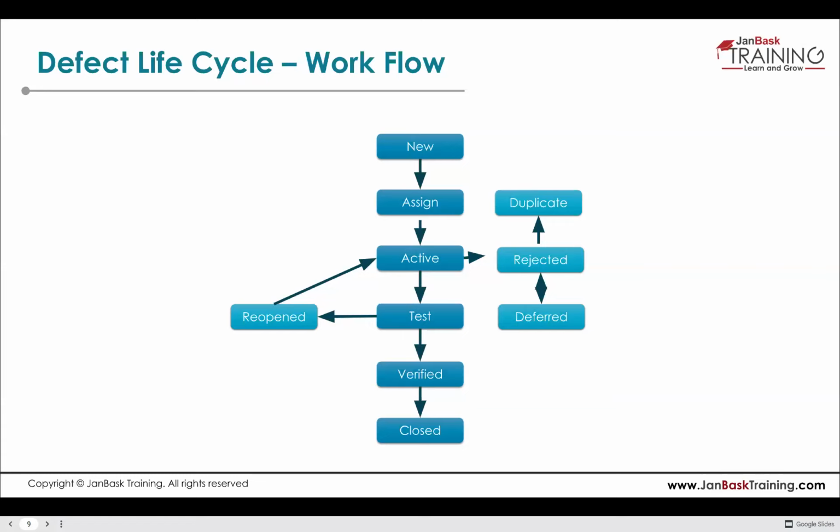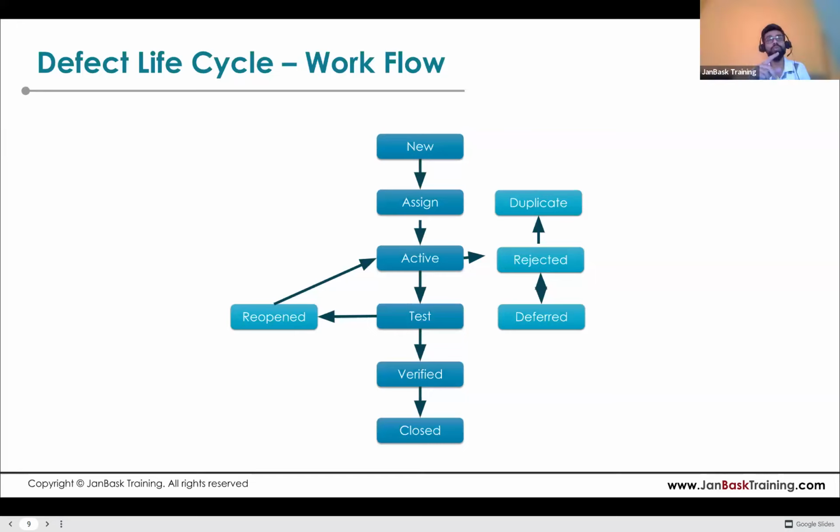So now what is another flow? Now when the developer is analyzing the defect, he finds that a similar defect is already there. Okay, so what will he do? He will mark it as a duplicate defect. He will close the defect. Now the next thing, what will happen? If the developer finds that it's not a valid defect, at that time, what will he do? He will reject it.